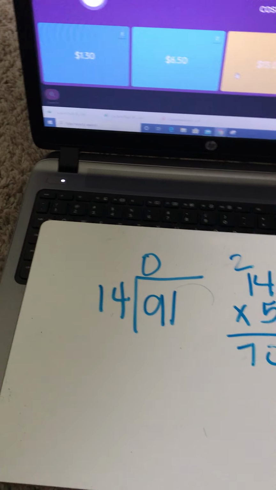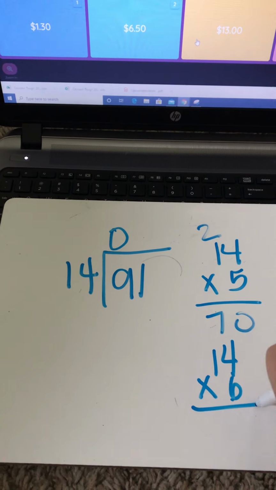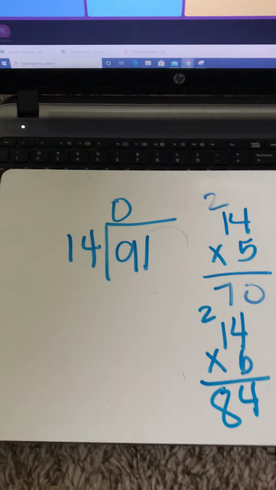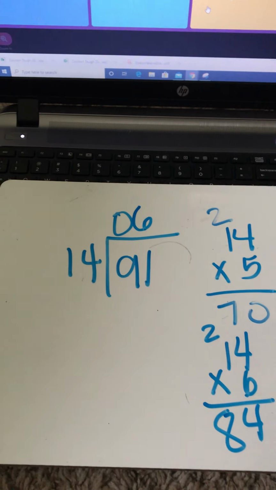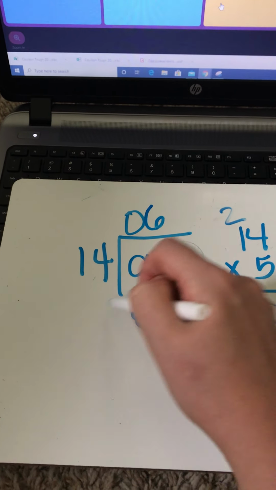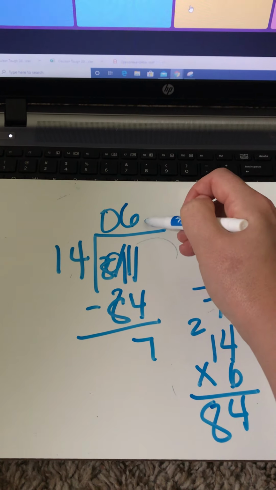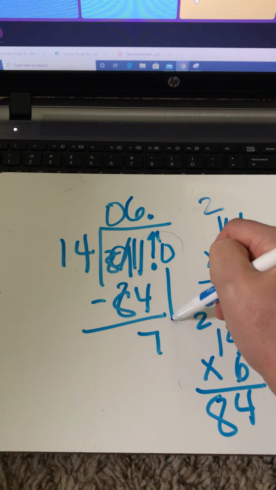That gets me to 70. 14 times 6, that's 24, 6, 7, 84. That seems about as close as I can get. So I'm going to start with 6, subtract 84, I get 7. I need to add a decimal 0 since I'm looking for money. Bring my decimal up, bring my 0 down.